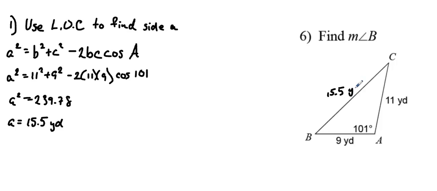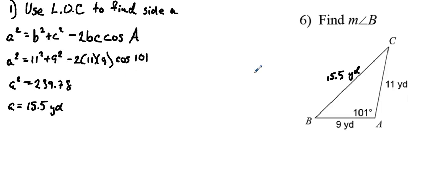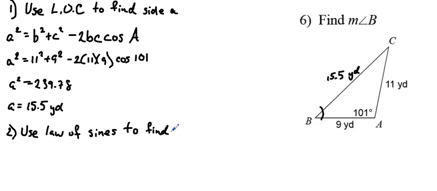So 15.5 yards. Now, this is all well and good, but we do not have angle B. That's what we're looking for. So we're looking for this angle here. Now, finding side A gives us a side and an angle that are across from each other. So we can now use the law of sines. And we're going to use that to find the measurement of angle B.